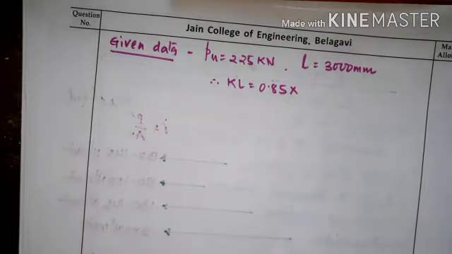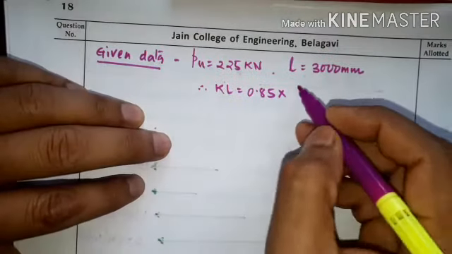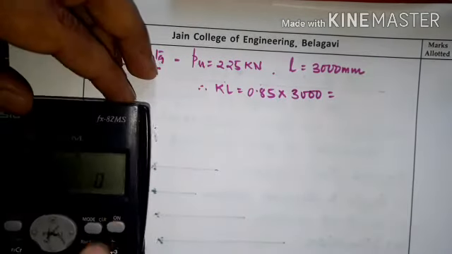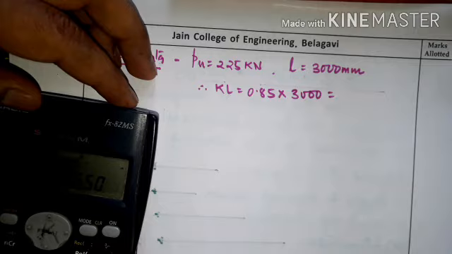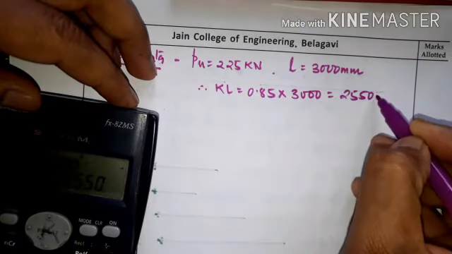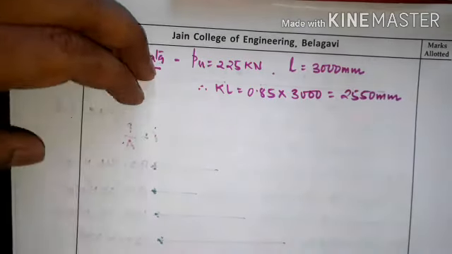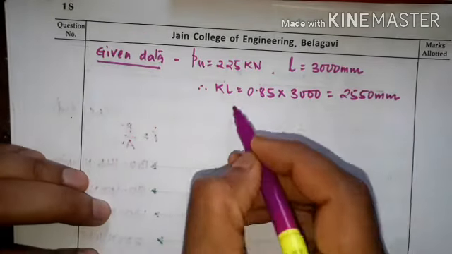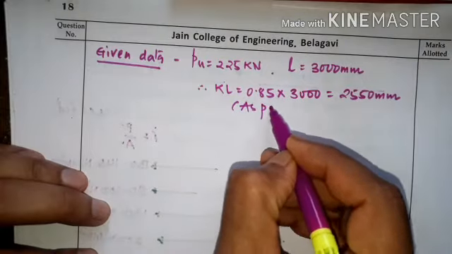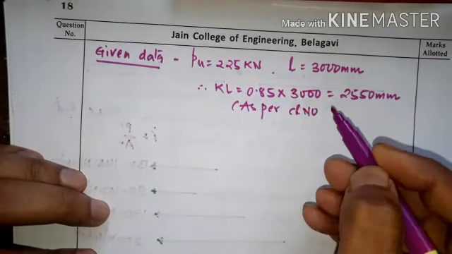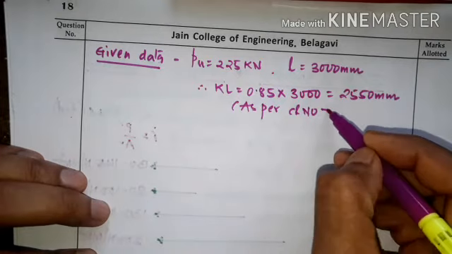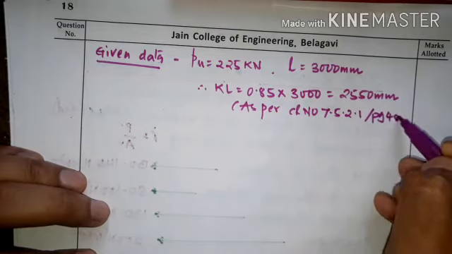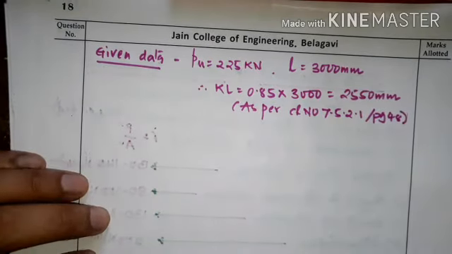Okay, then 0.85, L is given as 3000, so we will get it as 2550 mm. So if I will write here, as per clause number 7.5.2.1, page 48.